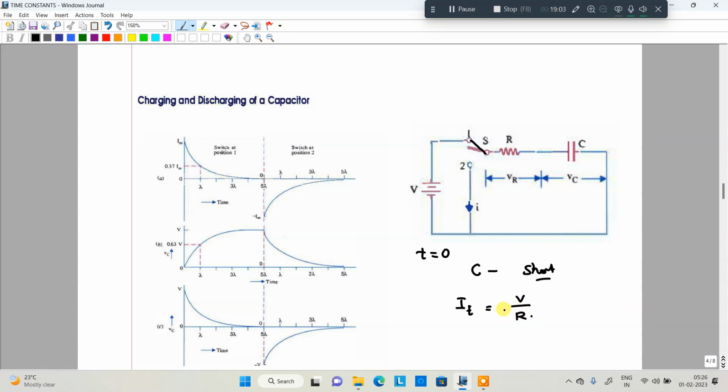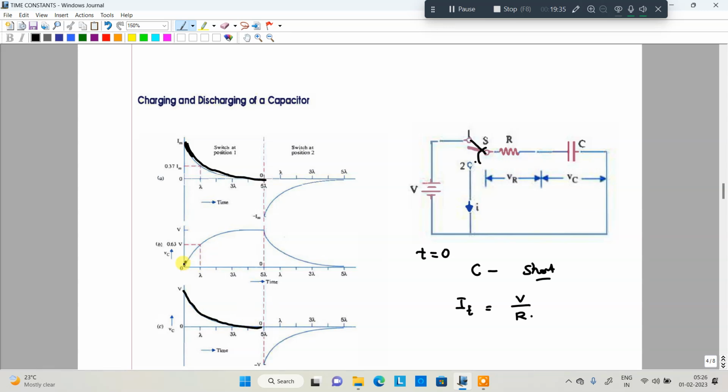So that means at the time of starting, what about the current here? Maximum. Yes, at the time of starting, the current value is a maximum. That is I_M. Whenever the switch is moved to the second position, the capacitor gradually discharges, and up to 5 time constants it reaches 0. Whenever the current is maximum, what about the voltage across the capacitor? So this is V_C across the capacitor.